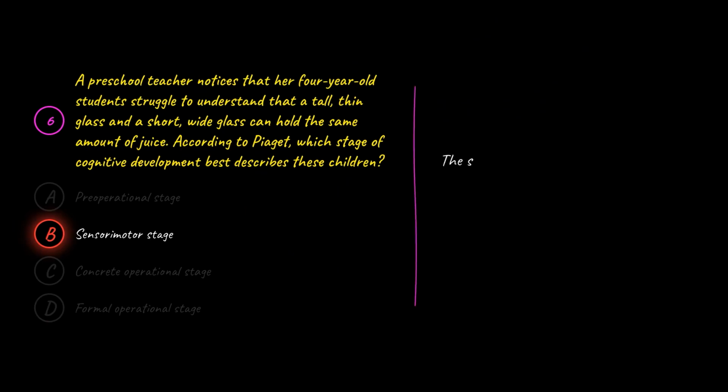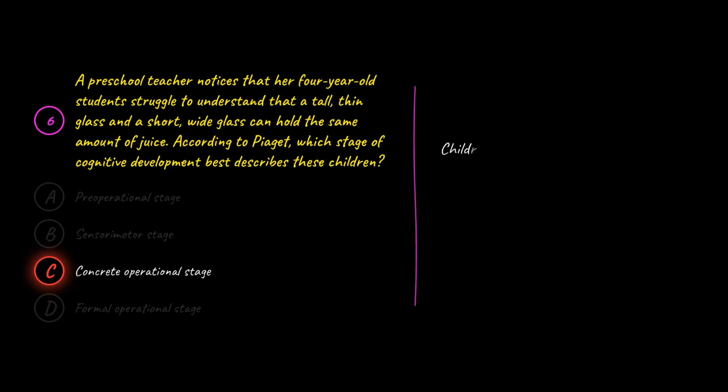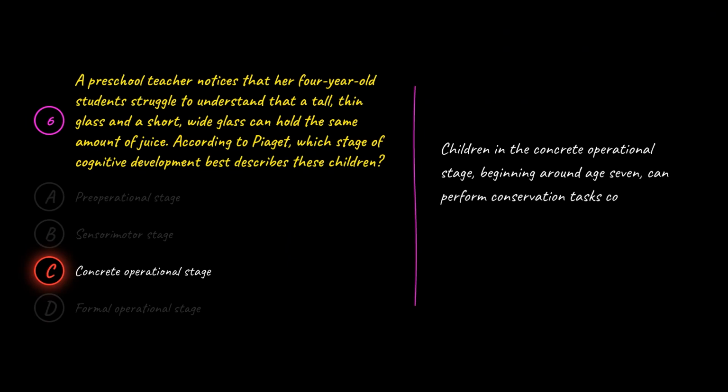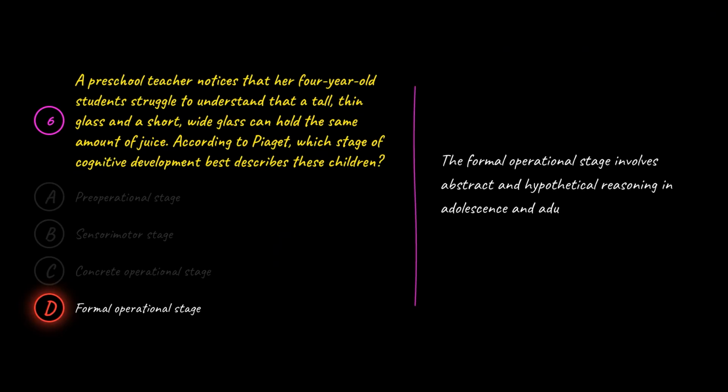B is wrong because the sensorimotor stage covers infancy and the development of object permanence, not the conservation reasoning that emerges later. C is wrong because children in the concrete operational stage, beginning around age 7, can perform conservation tasks correctly because they understand that volume is preserved when shape changes. D is wrong because the formal operational stage involves abstract and hypothetical reasoning in adolescence and adulthood, well beyond the simple conservation task described.